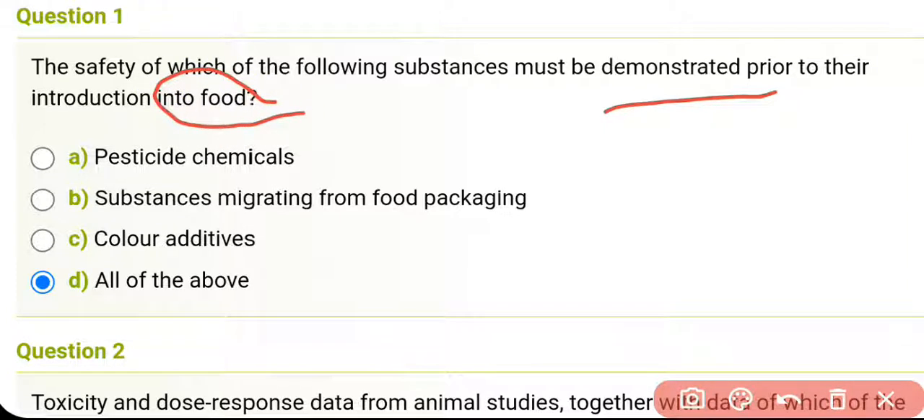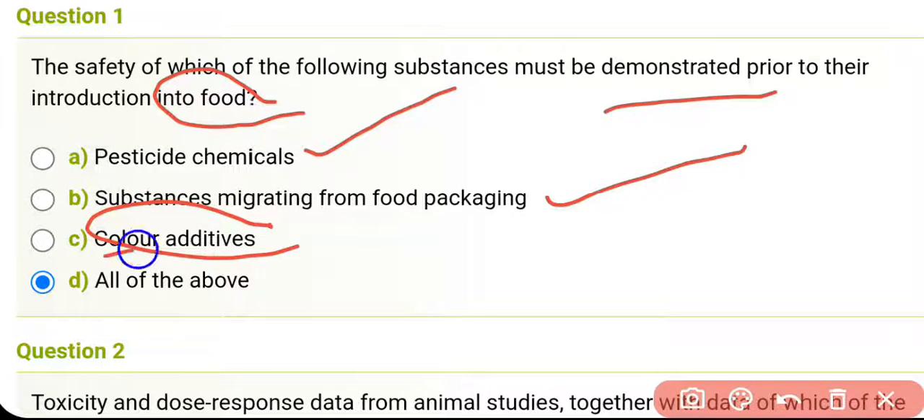Suppose you are going to introduce a substance into a food, you have to do some risk analysis, and those substances are pesticides, chemicals, substances migrating from food packaging. So many food packagings like plastic packagings and other packaging materials, they do migrate some substances. You have to do risk analysis for those packaging material and color additives.